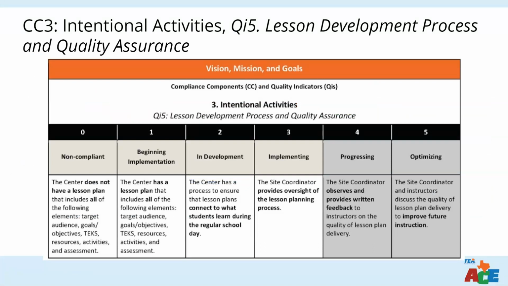Continuing with Compliance Component 3, Intentional Activities, let's now take a look at Quality Indicator 5, Lesson Development Process and Quality Assurance. For this quality indicator, consider how lessons are developed and how the site coordinator ensures high-quality lesson planning and lesson delivery. As described previously, to be in compliance for intentional activities, the center must provide evidence of a lesson plan that includes target audience, goals, objectives, critiques addressed, resources used, activities, and the associated assessments.